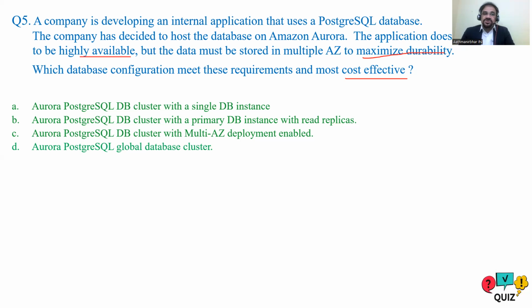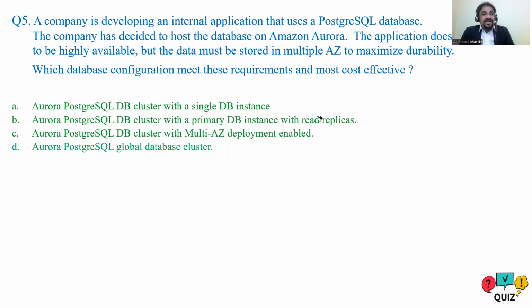So for this question, the answer is option C. Option C will go very well with our requirement: Amazon Aurora PostgreSQL database cluster with multi-availability zone deployment.